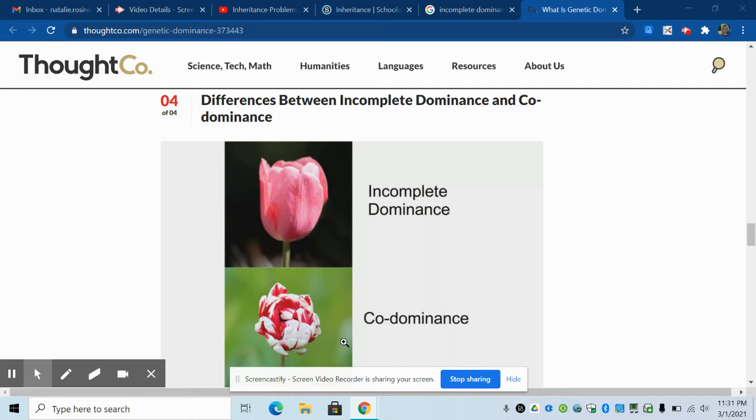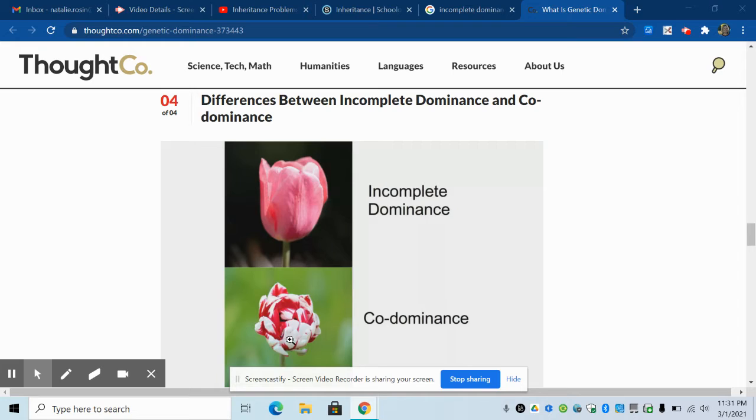So if we are looking at the difference between codominance and incomplete dominance, you can see the difference in this picture on this slide here from ThoughtCo. Codominance would be that the red allele and the white allele are both codominant, and when they mix, they produce this new petal type that has both red and white available on it.